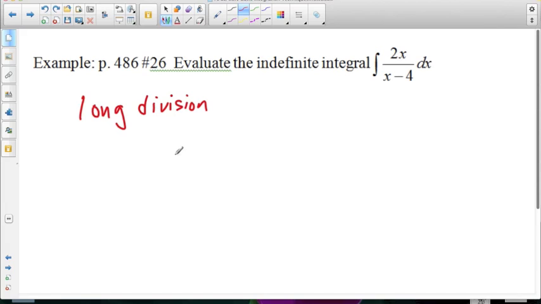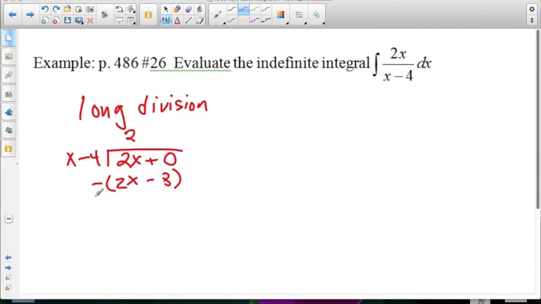So again, we're going to figure out how many times x minus 4 goes into 2x. x goes into 2x twice. Let me complete this polynomial in order of decreasing degree, so we've got 2x minus 8. And I'm going to subtract that from above.